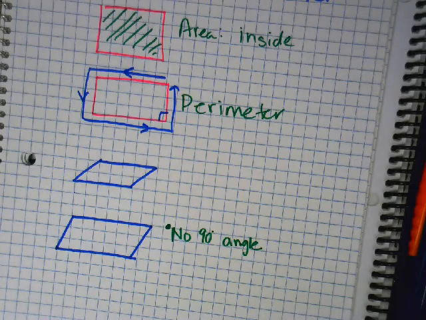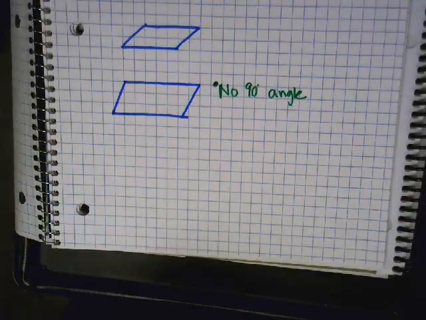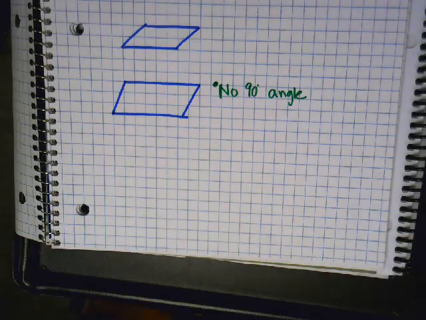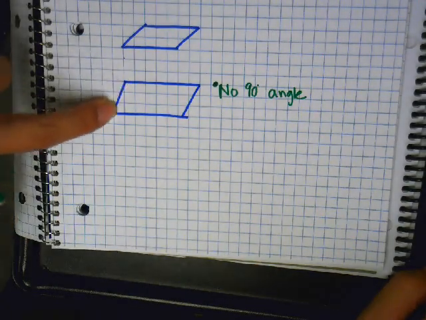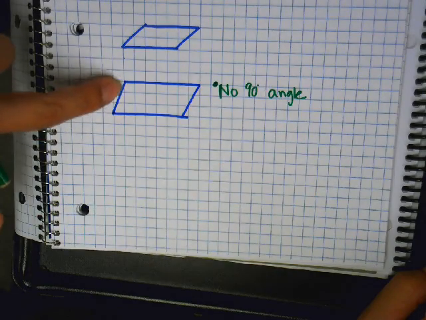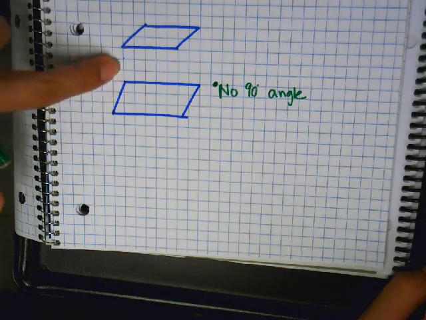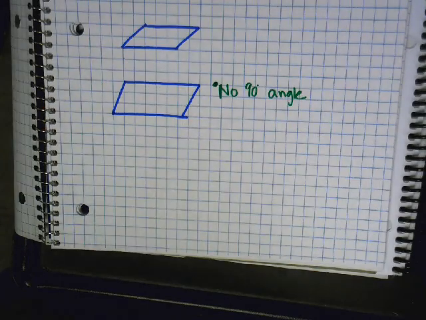Does anybody know how to find the area of a parallelogram? Yeah, it's length times width. Close. Very close. Times what? Base times height. Yes, base times height. The length would be this number, but I can't use this number. Does anybody know why I can't use this measurement? It's not straight. It's not completely vertical. It's slanted.